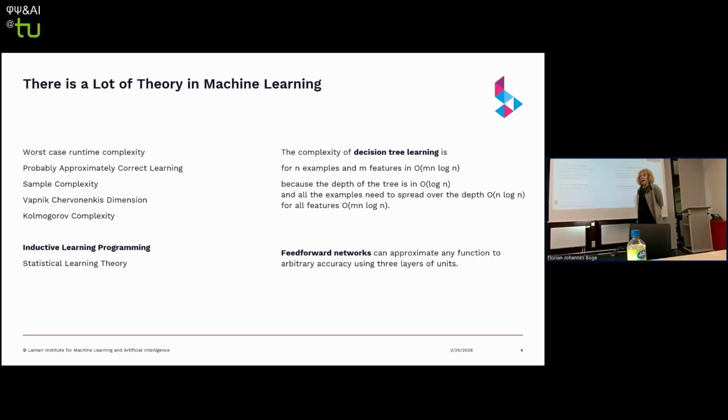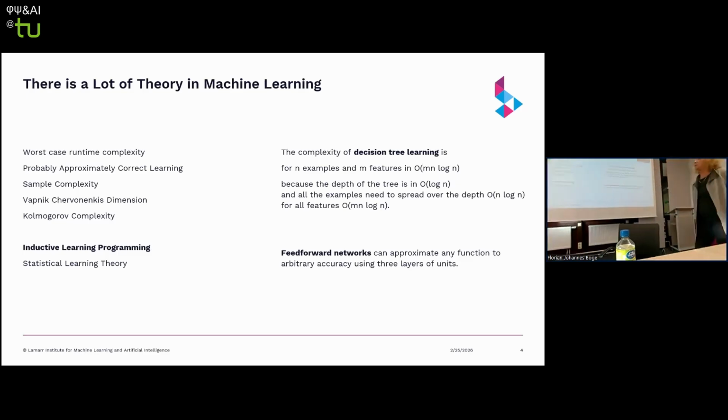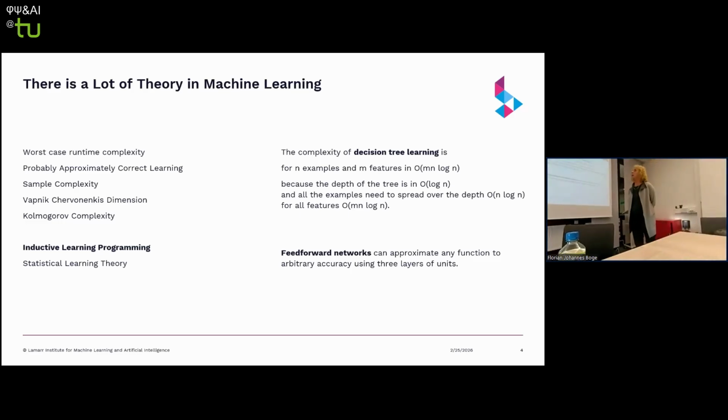Well, there is a lot of theory in machine learning. If you look at the large machine learning conferences, it is all about the theory of machine learning: which propositions are true for which model. The model is well defined, and so on. So what do we prove? We prove worst-case runtime complexity. We prove probably approximately correct learning. We prove sample complexity. We prove VC dimension, Kolmogorov complexity, and so on.